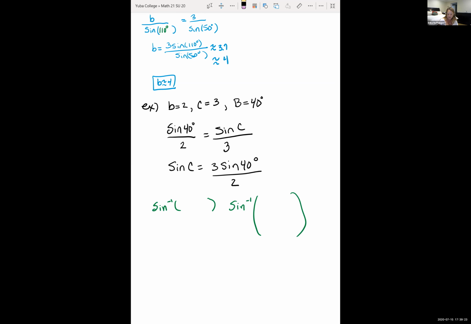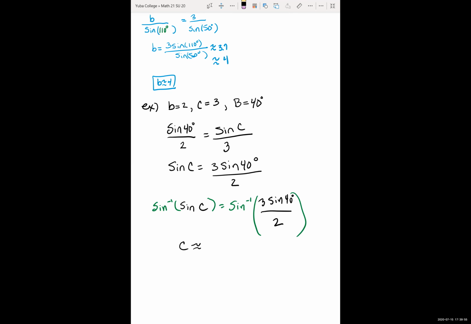So taking the sine inverse of both sides, we get sine inverse of sine C, which is just equal to C, equals sine inverse of 3 sine 40 degrees all over 2. Okay, so this is where we could have two possible cases of a triangle. Let's first look at this 3 sine 40 over 2.